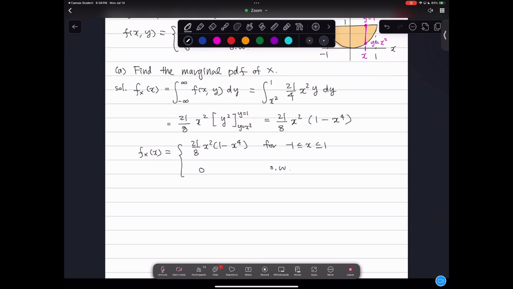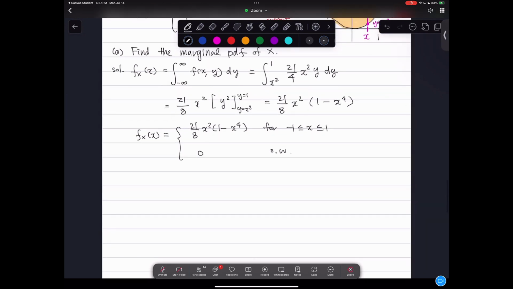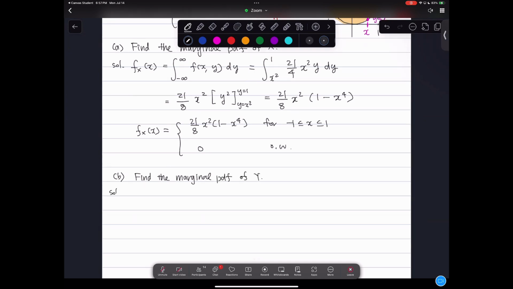Are we good so far? So it's all on you. So let's get the right expression. You can do the rest of it. So let's find the marginal PDF of y. So that's my f of y, and I'm integrating your joint with respect to x.